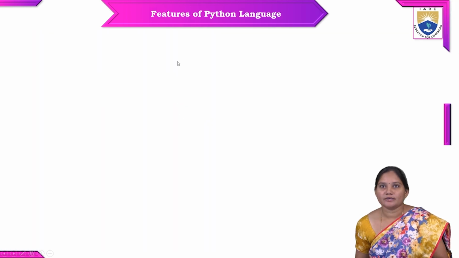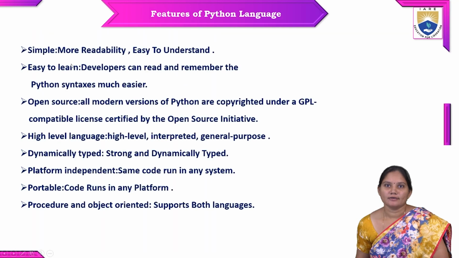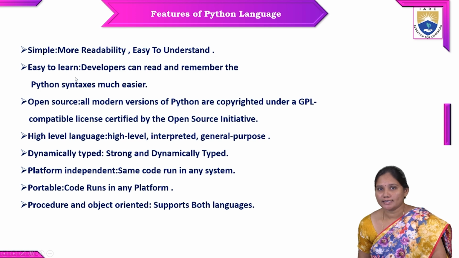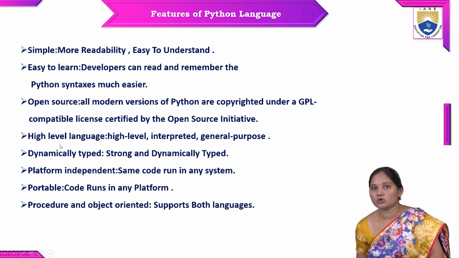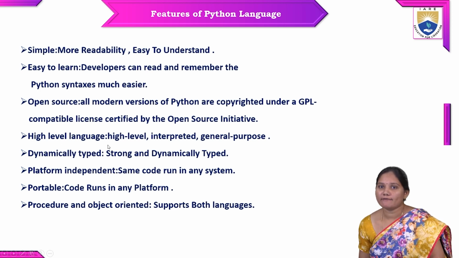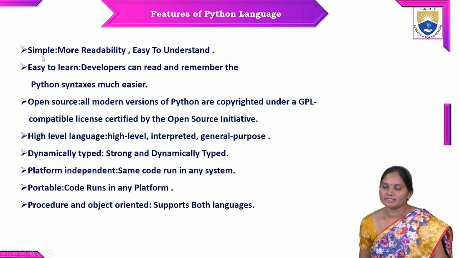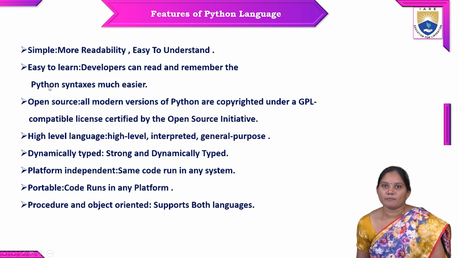And the next one is the features of Python. Python provides so many features like simple, easy to learn, open source, compatible, high level language, dynamically typed, platform independent, portable, and procedural and object oriented. These are some of the features of the Python programming language. I will explain them one by one.